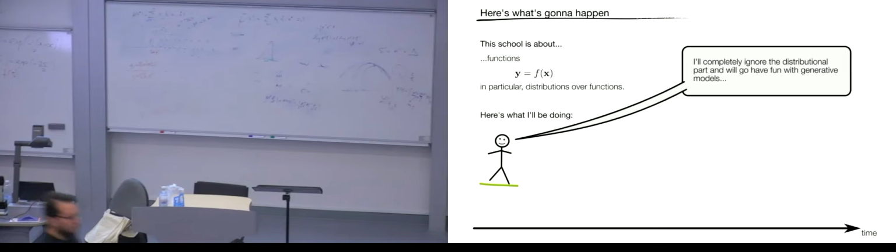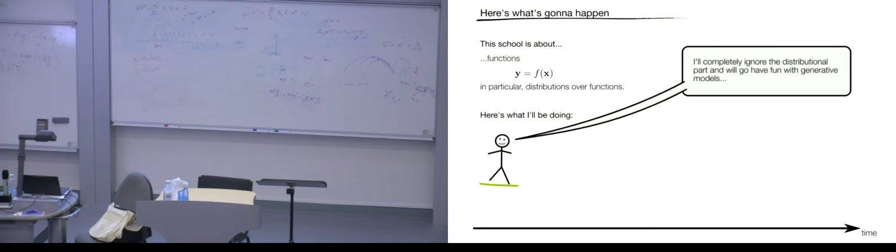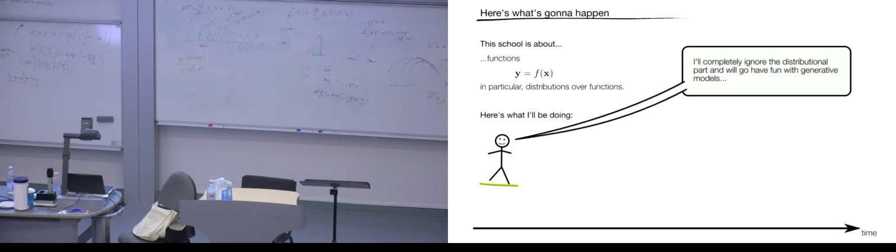So what I will do, first of all, I have great graphic skills, so I will show off my skills with animations like this. But what I'll be doing is that I will completely disregard all distributional aspects of functions, meaning that I will just look at functions of the form y equals f of x, and I will treat them as deterministic objects and use that to build generative models. That's the exact opposite of what I'm supposed to do at this school.